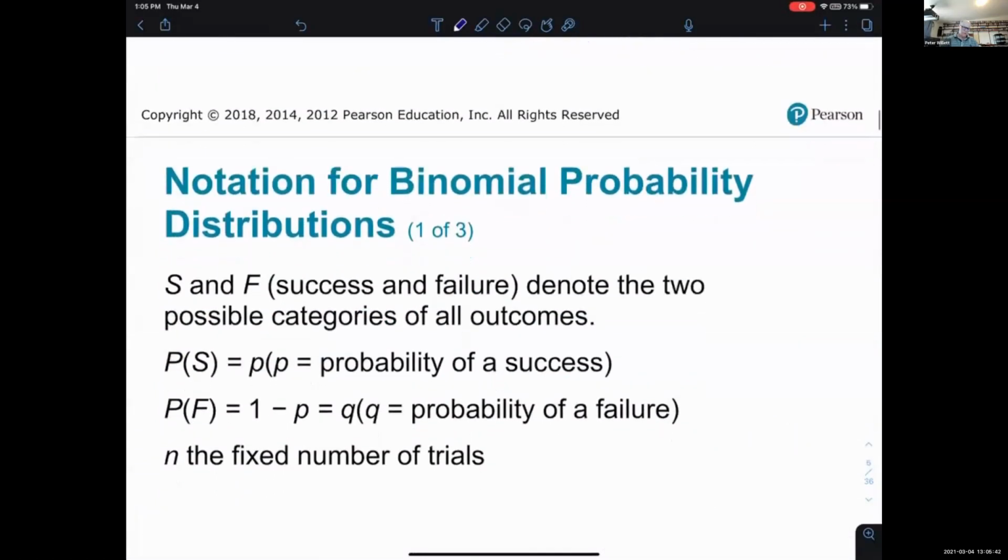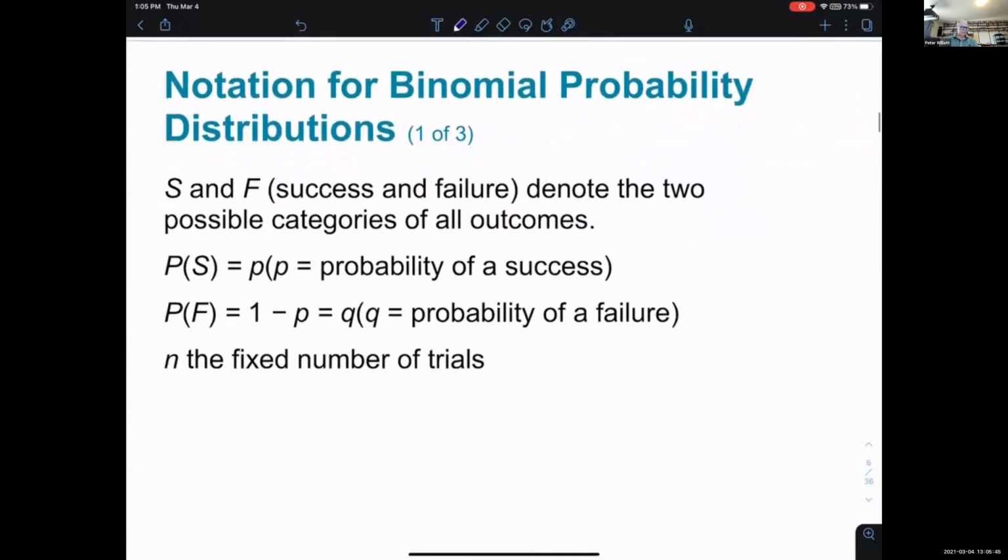All right, so here comes some notation. S and F, success and failure, denote the two possible categories of all outcomes. You'll have some situation, like flipping a coin, and one of the two possible results we'll call a success and the other a failure. That doesn't necessarily mean the thing we're calling the success is good. If you are testing people to see if they got cancer, they might call getting cancer the success. It doesn't mean it's a good thing. It's just a label.